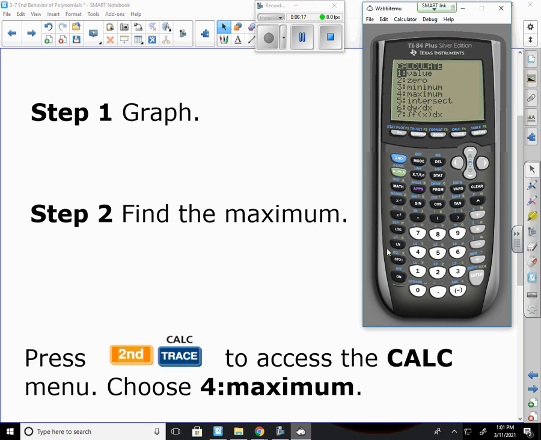I can do 4. I'm going to go to the left side of where it hits the peak. So it hits the peak somewhere in here. And I go left of that, and I click enter. And I go to the right of that and click enter again, and then enter a third time. And that finds my maximum value at x equals -1.732.